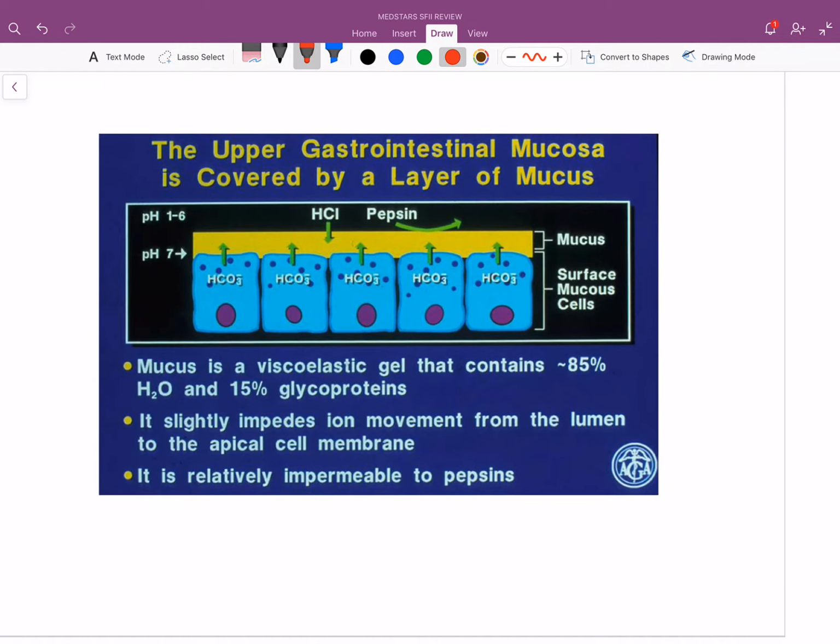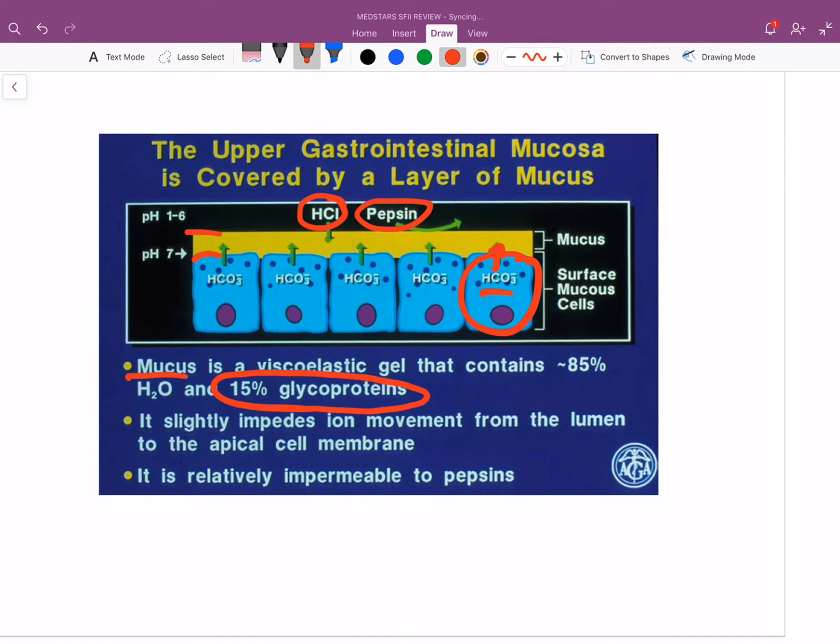So right here we have the mucosal layer. As we said, we have epithelial cells right here. The intracellular makeup of these epithelial cells is really high in bicarbonate, so that means they have a really high pH because they're the ones that are secreting the bicarb. Now this mucus layer is a good buffer to protect you from the hydrochloric acid in the lumen, and to also protect you from the protein digestive enzymes like pepsin, right? So we want to protect ourselves from enzymes that are going to just destroy us, and also from the acid that will destroy us.